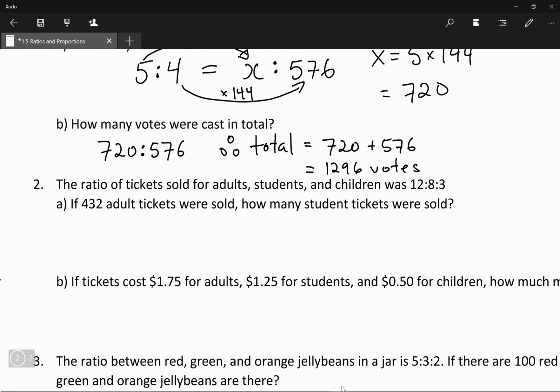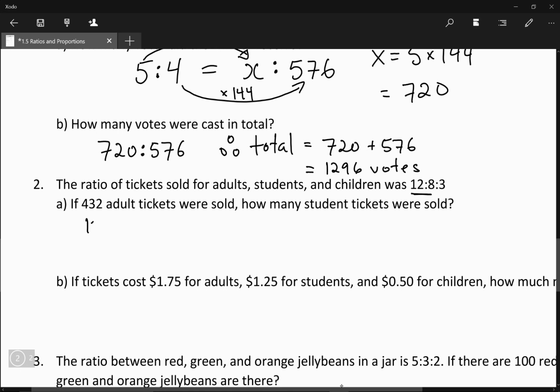So I'm going to look at only the first two numbers in the ratio, 12 to 8, because 12 represents the number of adults and 8 represents the number of students. And that ratio is going to equal the number of tickets in total. So 432 adult tickets in total were sold, and I'm going to say X is the number of student tickets sold.